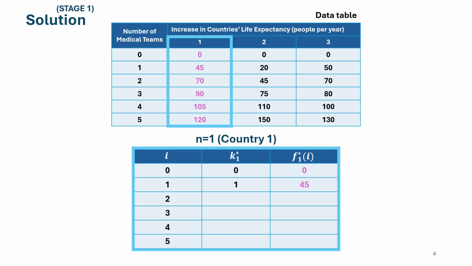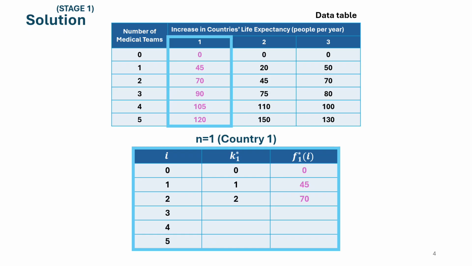For the state I equals 2, with 2 teams available, k can be 0, 1, or 2. The respective returns are 0, 45, and 70. The maximum return is 70, achieved when k equals 2. Consequently, we set k star to 2 and f star to 70.